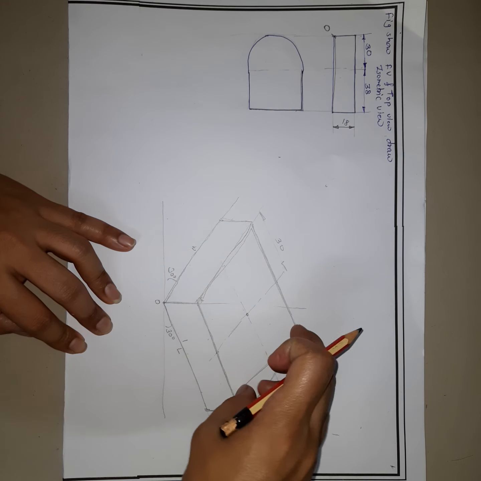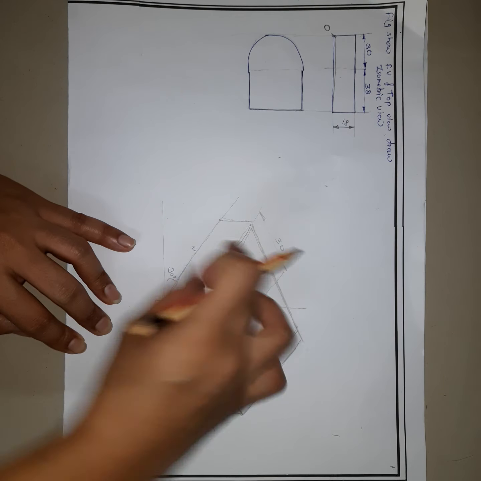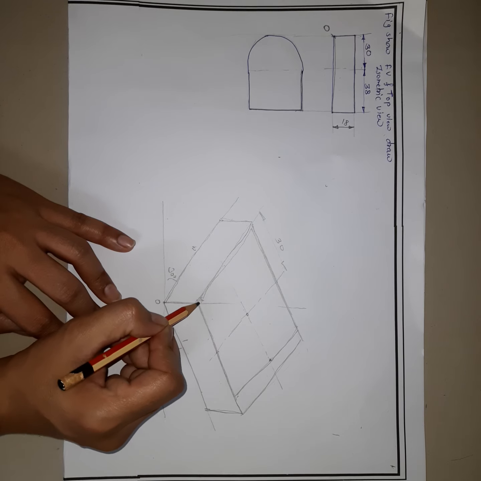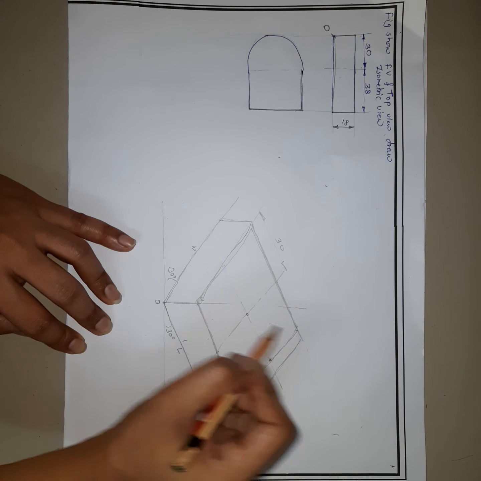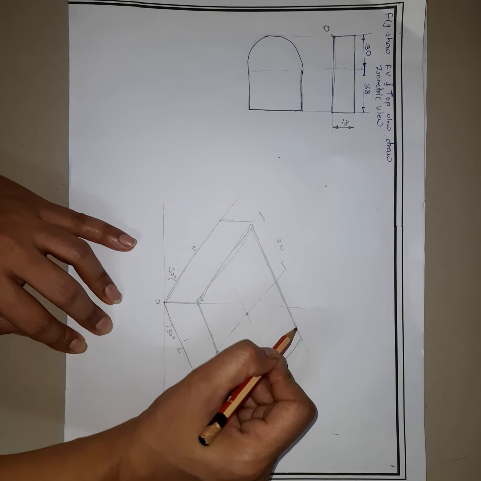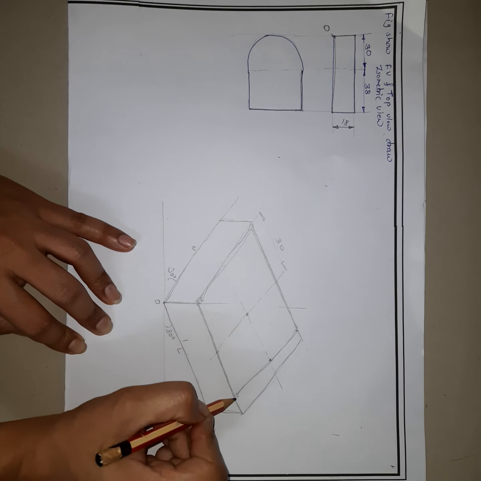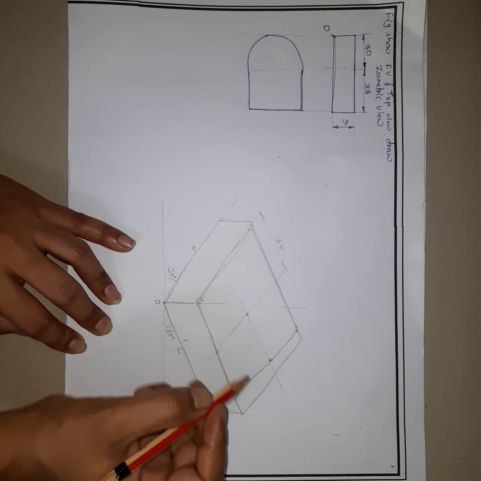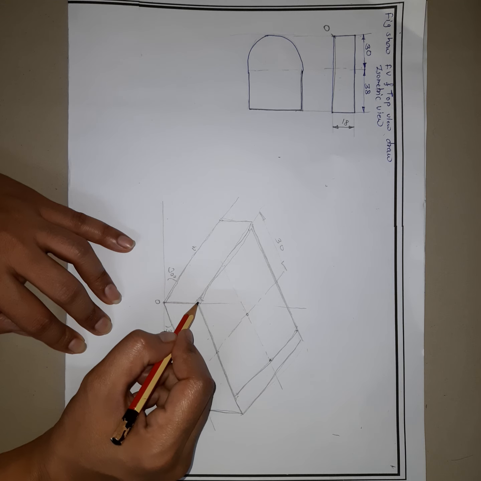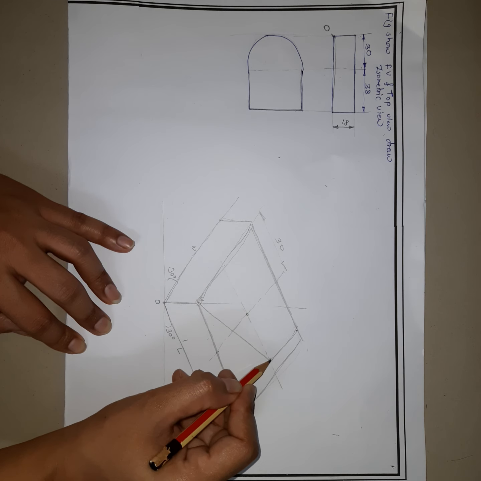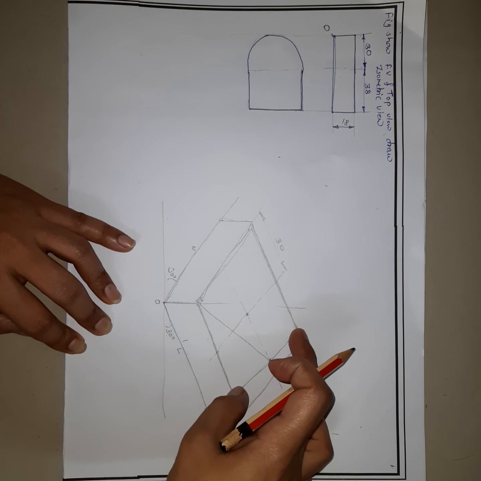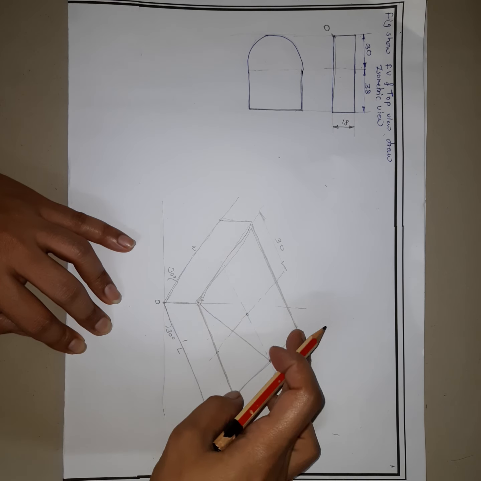So 60, 60, 60 and 60. Now here these two are the obtuse angles, right? These two are the obtuse angles and these two are the acute angles. So from the obtuse angle point, you have to draw a line up to this point, the center of this side, the middle of this side.